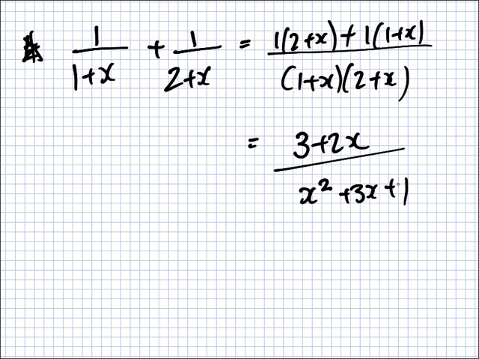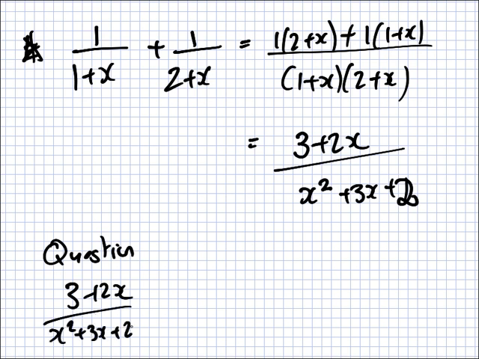So my question is, if I have 3 plus 2x over x squared plus 3x plus 2, how can we go back to writing it like this? That's what we want to learn today. This way is easy, but this way is hard. It's hard to go backwards here. So I'm going to show you three ways to do it.